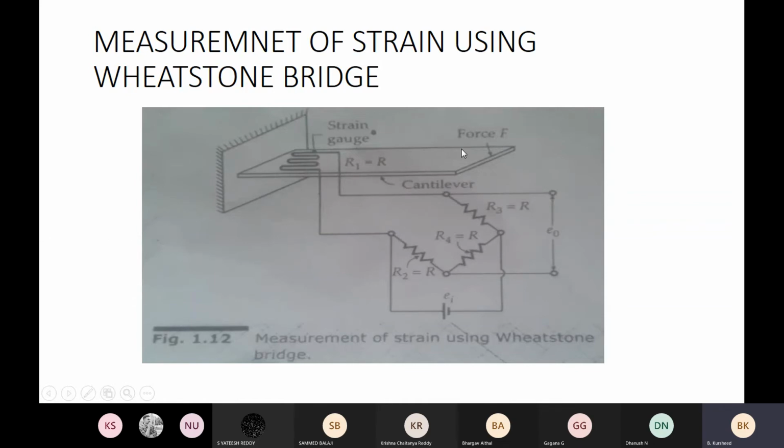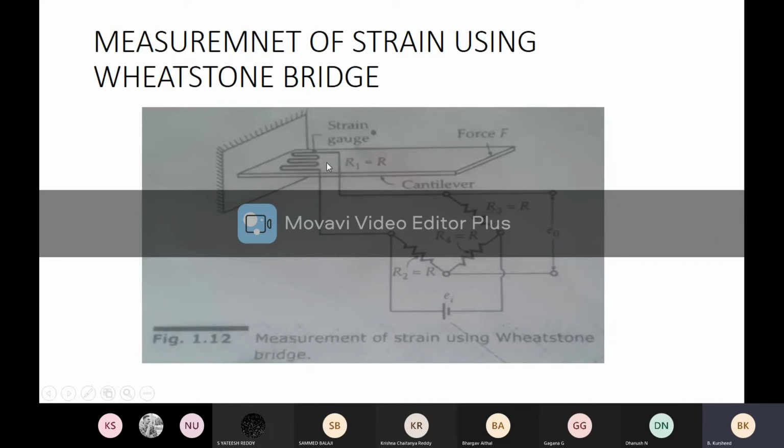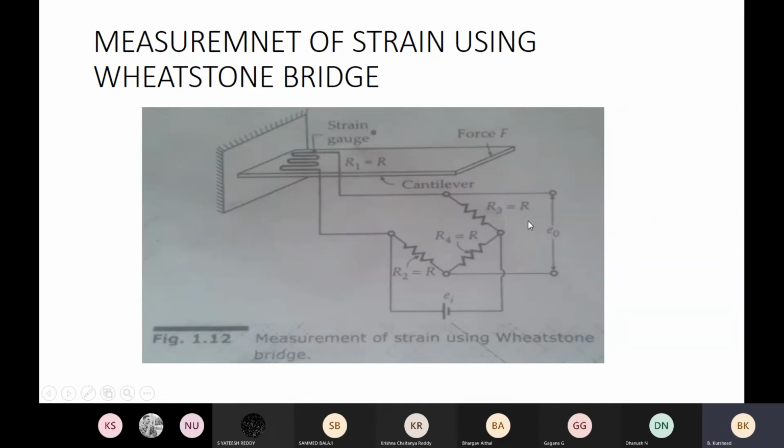So how can it be varied? Based on the force applied on the cantilever, the resistance value of the strain gauge will vary. If the force is applied such that the resistance value is more when compared to these three, it means that you will be getting an output. It indicates that the resistance value of the strain gauge is more.